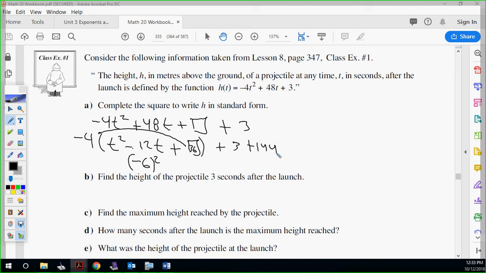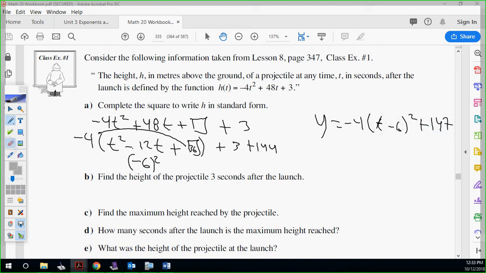Because 36 times a negative is a negative number. So we've created a negative number, so to balance it, we have to do the positive. We usually subtract because it's usually positive. So you always do the opposite of what these two numbers give you. Always the opposite to balance. Okay, so now we shrink it down. We're done. We have it in standard form. It is y equals -4 times t minus 6 squared plus 147.